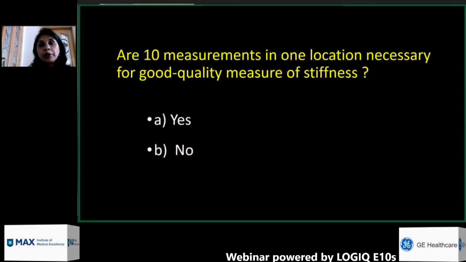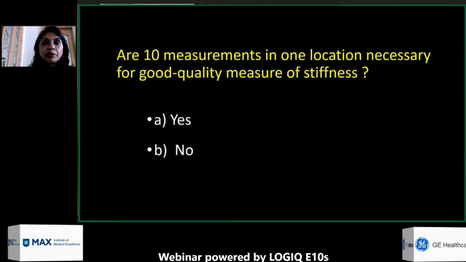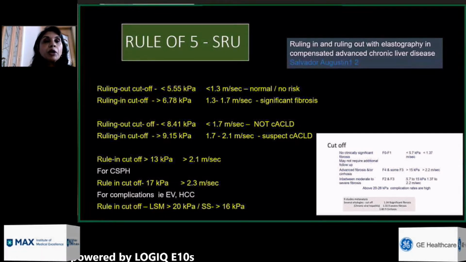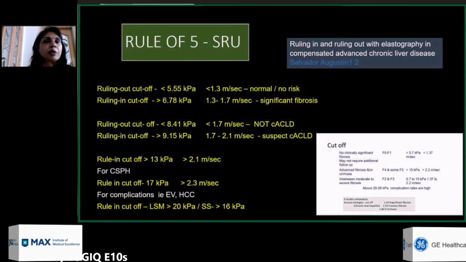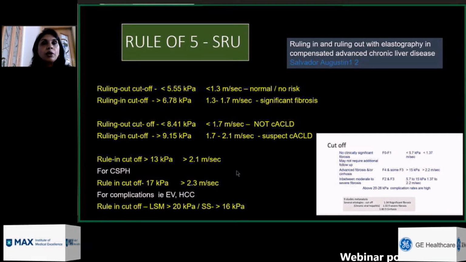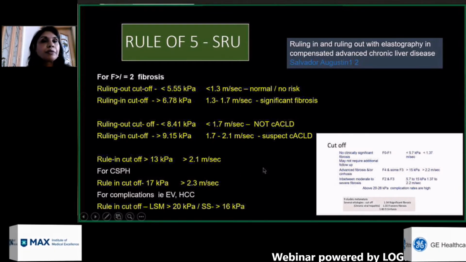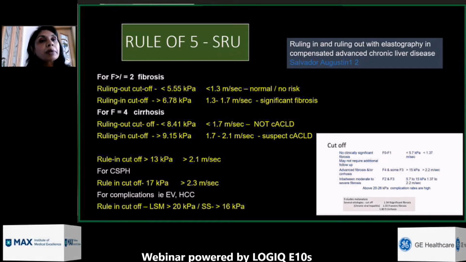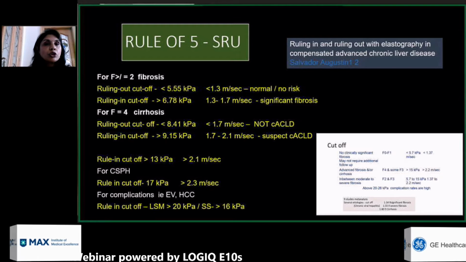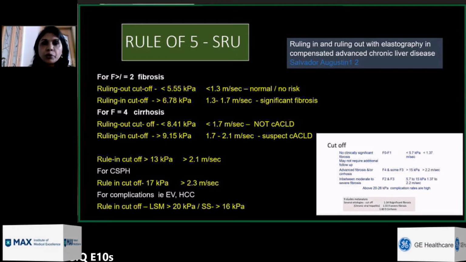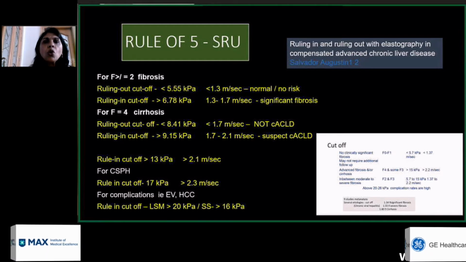So I'm not really going to go into this. We will come back to it in the end so that we don't waste time. I'm really going to summarize the entire talk today. We must understand that F2 is significant fibrosis and F4 is cirrhosis with accompanying complications. Now, in between the two lies what we call the compensated advanced chronic liver disease, which we can confidently rule in or rule out.